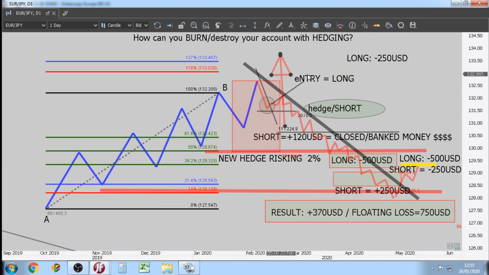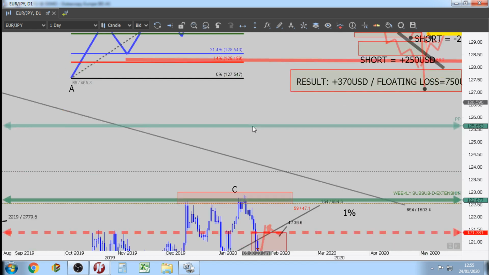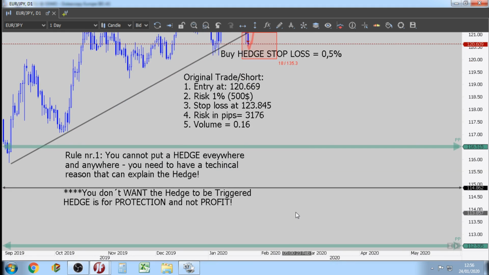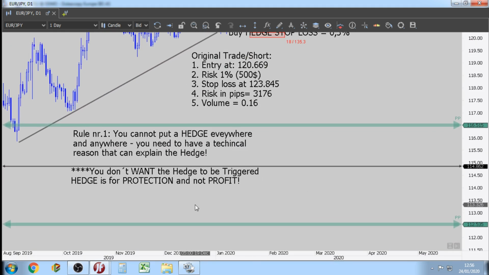And I'm telling you because I burned 2 or 3 accounts doing exactly this. It's not over. Next week we're going to continue from here, because our mind is going to start to strategize all different scenarios how not to close a trade with a loss. Now, rule number 1, you cannot put a hedge everywhere and anywhere. You need to have a technical reason that can explain the hedge. You don't want the hedge to be triggered. Hedge is for protection and not profit.